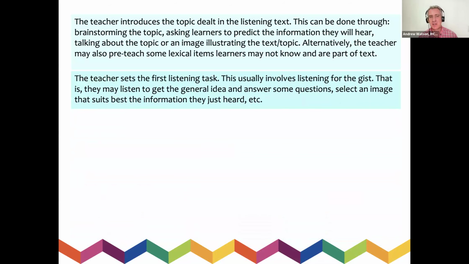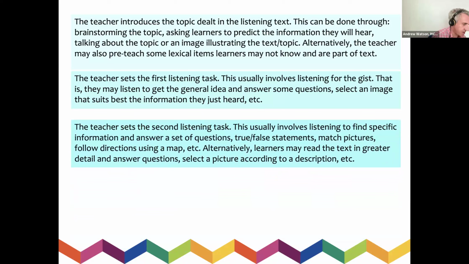The teacher sets the first listening task. This usually involves listening for the gist. Notice the pronunciation of gist. It's the general idea, and they answer some questions. These are usually easier. It could be selecting an image that best suits the information they just heard. This gives the students the chance to tune in to the listening.